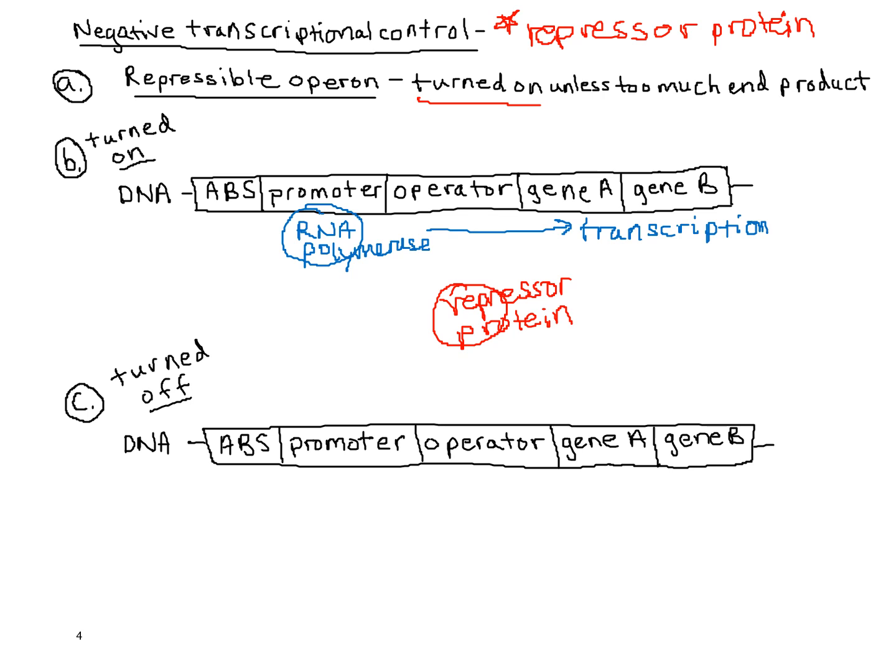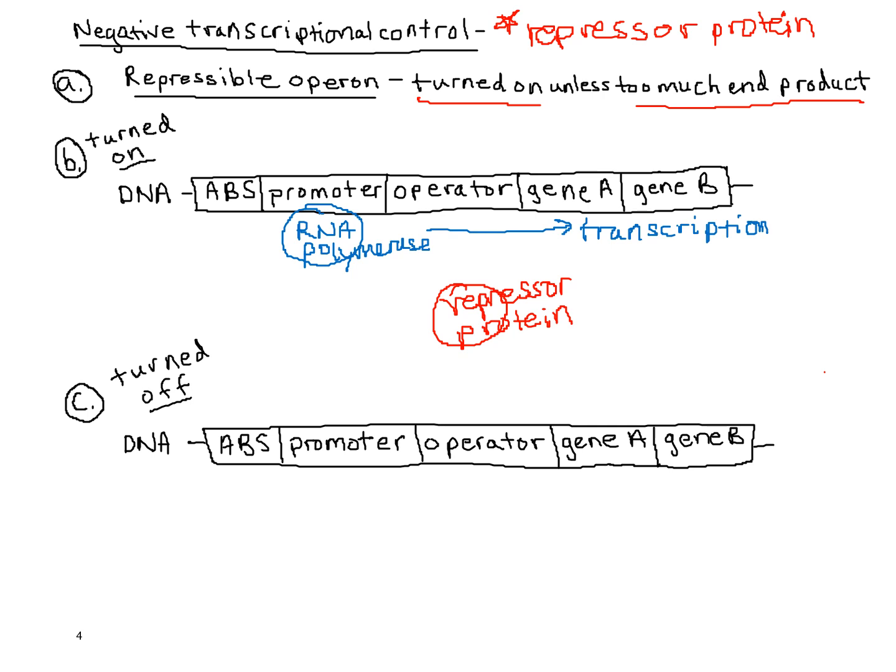Okay, but what if, in the third part of the question, we end up with too much of our end product? If we have too much end product, we want to turn our operon off. So how do we turn this operon off if we're under negative transcriptional control? We want to use our repressor protein to turn this off. So we need to get it to bind to the operator. In order to do that, we need to get it to change shape.